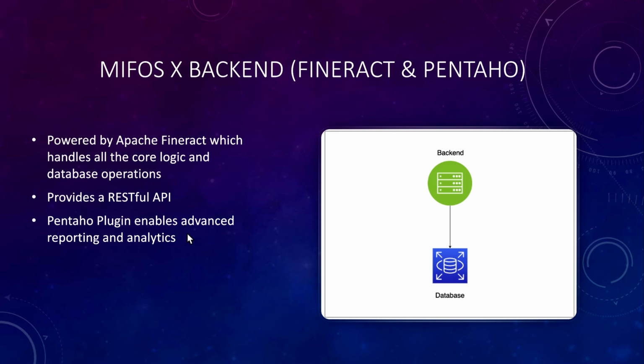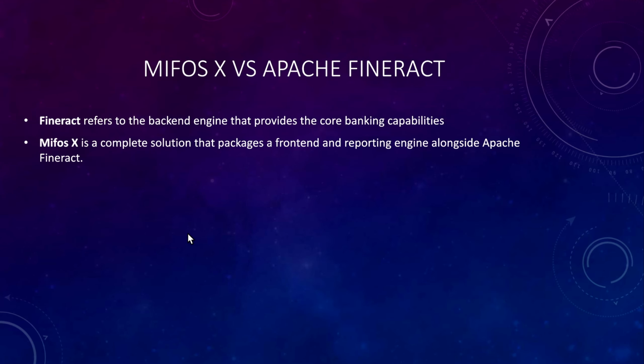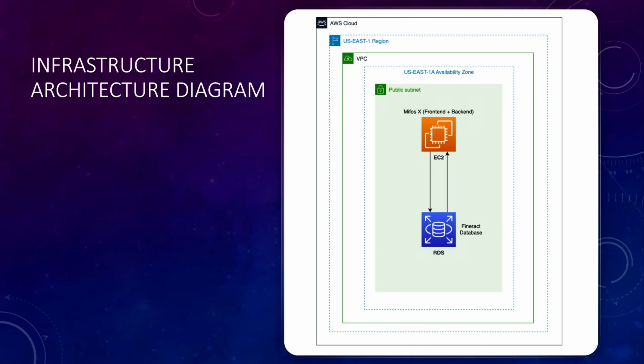This allows generation of financial reports, summaries, and insights based on the data in the system. So, in a nutshell, Fineract refers to the backend engine that provides the core banking capabilities, while Mifos X is a complete solution that packages a front-end and reporting engine alongside Apache Fineract. Let's now move on to the main topic of this video.